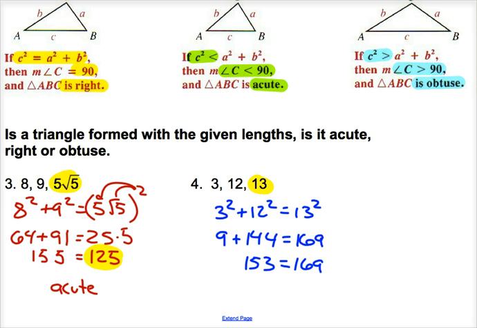And now I'm always checking what's happening with my C value. My C value is bigger than what it would need to be for a right triangle, which means my angle is bigger than a right angle, which just means that this happens to be an obtuse triangle.